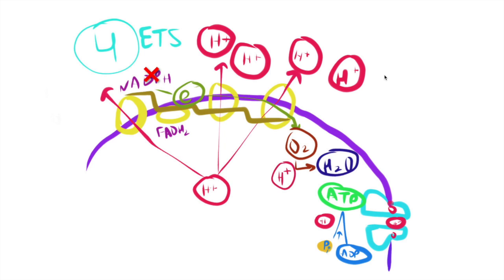Now this creates an H+ gradient, which allows for chemiosmosis, which means that a gradient can do work for the cell. So these H+ ions are going to want to move back in because of their higher concentration on the outside and lower concentration on the inside. The only way for them to go back in is through this blue complex here, and this is called ATP synthase, as you'll remember from photosynthesis.